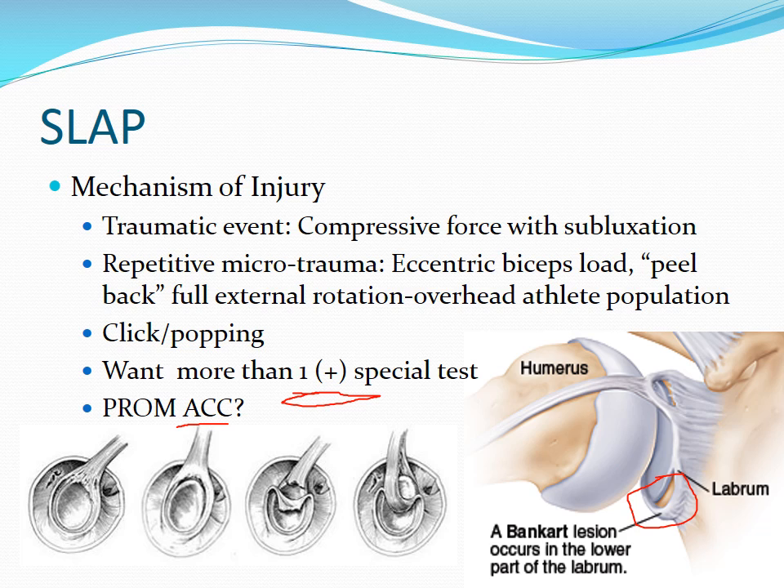So anyway, you really want more than one special test to be positive. You're going to learn several as you get to E1, but you really want more than one to be positive, okay? So the more the better, basically. And for passive range of motion accessory, what findings would you expect? Well, think about it. If the labrum was significantly torn enough to be displaced, what would your end feel be, which is your quality for passive range of motion accessory?